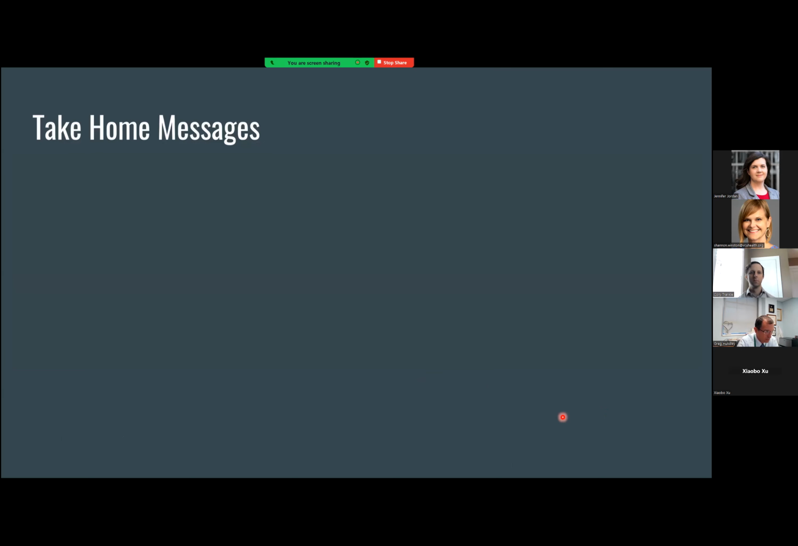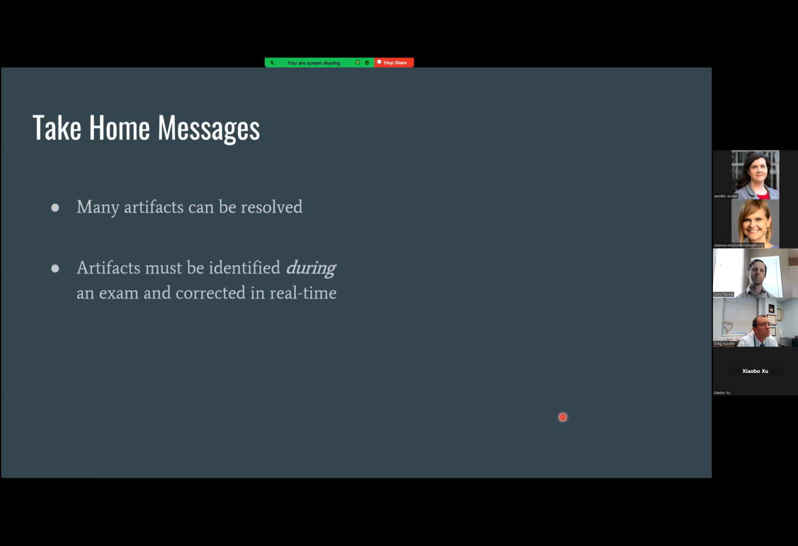So this was just a brief overview. We could spend a whole month series on artifacts, but a couple of take-home messages is that many, if not most, artifacts can be resolved. What we need to do is make sure that we're identifying those artifacts during the exam and that we're able to correct them when possible in real time.